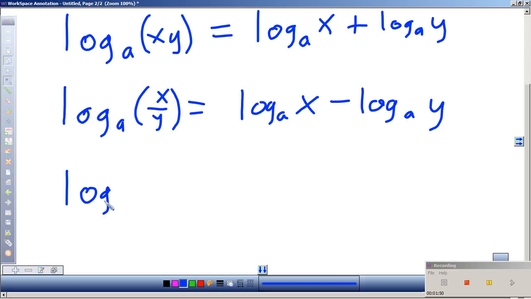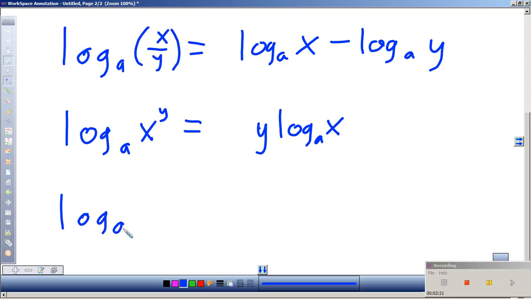So our rule says log base a of x raised to the y is equal to y times log base a of x. So we had an exponent, now we have multiplication. And you can do a bonus property that we talked about last time. So there's the 3 main ones. Here's the 4th one, the change of base formula.